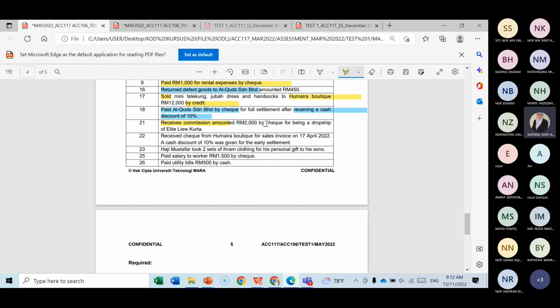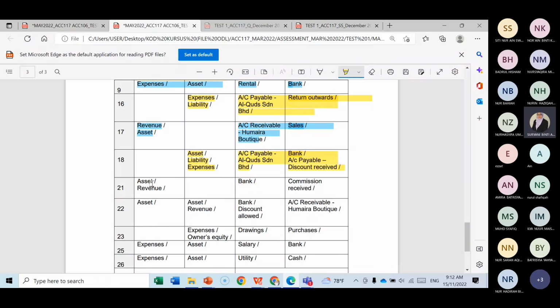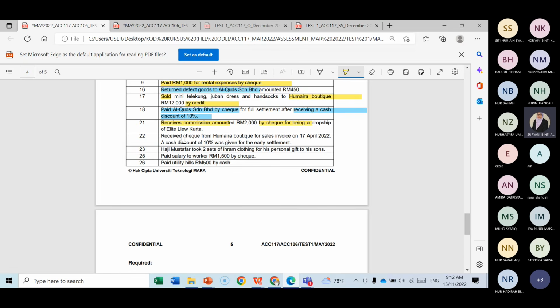Okay, and you receive the commission by check. So at the same time, you have increase in asset. Okay, on 21st, increase in asset, and increase in revenue. Increase in asset, you will debit the bank account, and increase in revenue, you will credit the commission received account. Okay, next on 22nd of April, receive check from Humaira for sales invoice on 17 April.